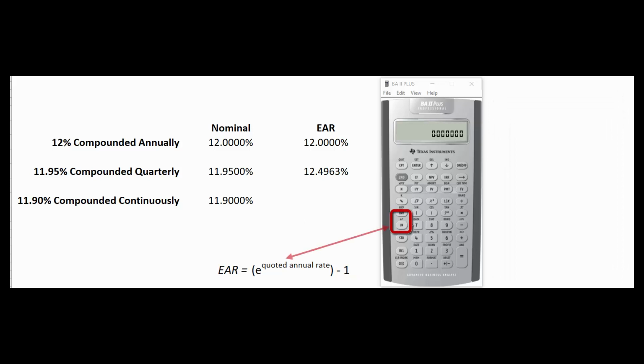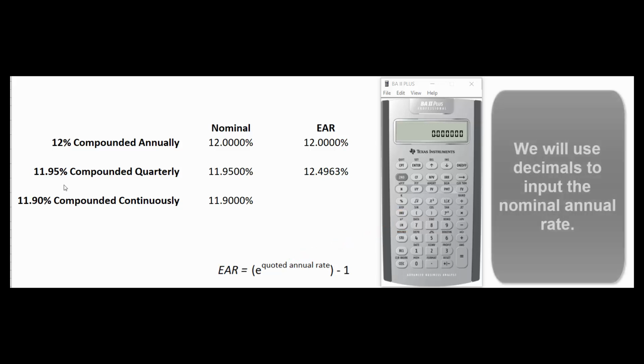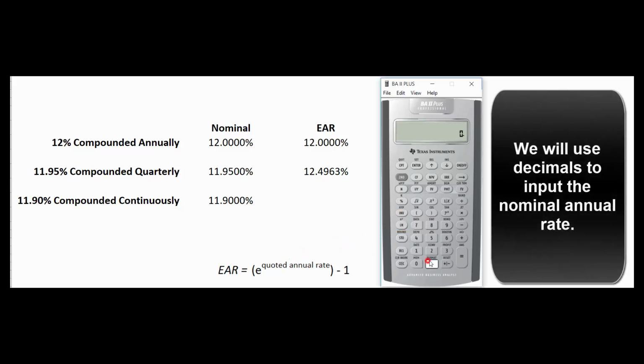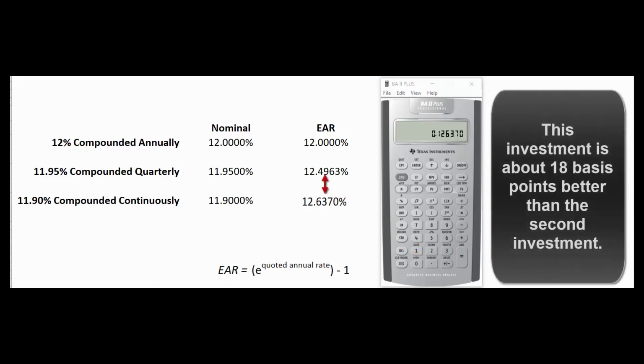Let's look at our calculator, and we see that there's an e to the x power down here. We'll input the quoted rate, which is 0.1190. We'll raise Euler's number to that. We'll subtract 1, minus 1 equals, and we'll get 12.6370. So of these three investments, the 11.9% compounded continuously is the best.